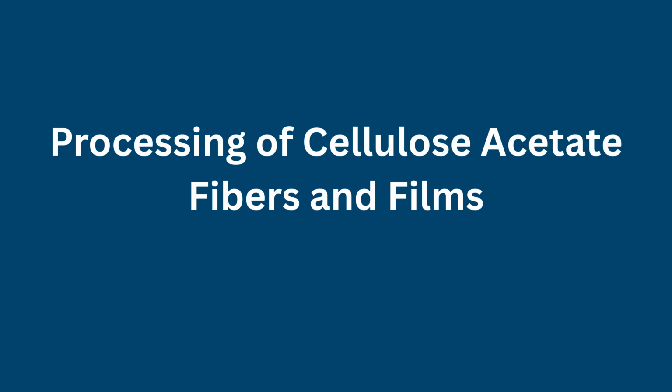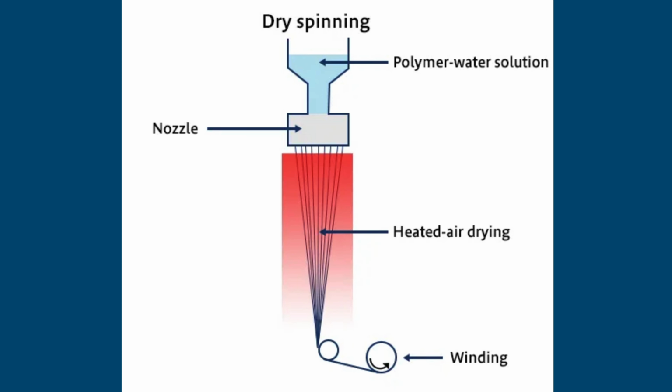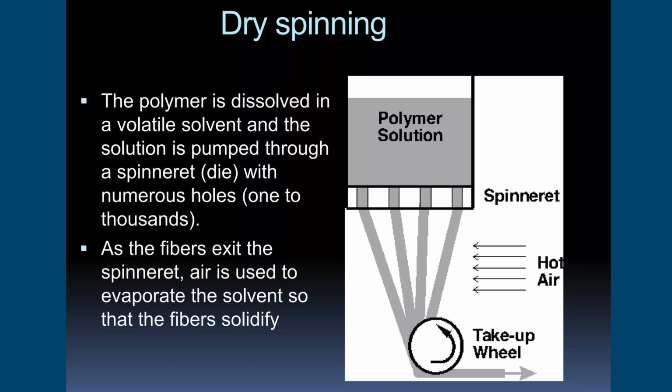Processing of cellulose acetate fibers and films. The thermoplastic nature of cellulose acetate enables multiple industrial processing techniques. Acetate textile fibers are predominantly manufactured by dry spinning. Cellulose acetate is dissolved in acetone to form a viscous spinning dope, extruded through spinnerets, and solidified as acetone evaporates. The resulting fibers are stretched to orient polymer chains, increasing strength and improving luster.